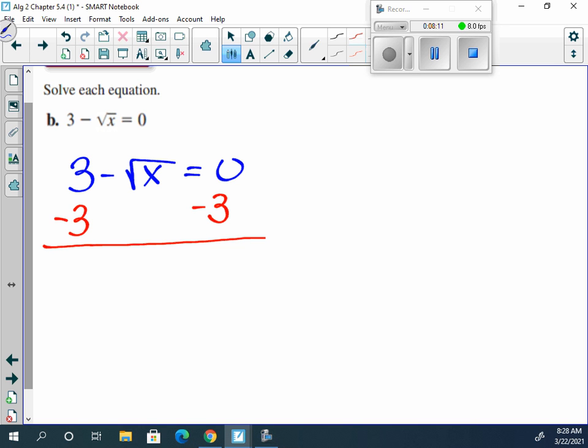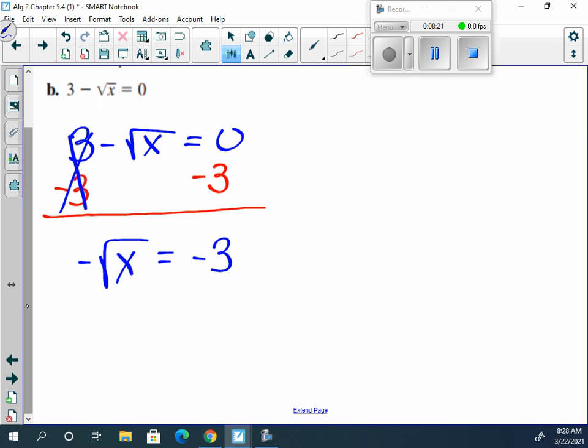So we subtract 3 from both sides. Well, 3 minus 3 would give us 0. So we have negative square root of x equals, well, 0 minus 3 is negative 3. So since the 3 was with our radical, we had to subtract it from both sides. And we got negative square root of x is equal to negative 3.